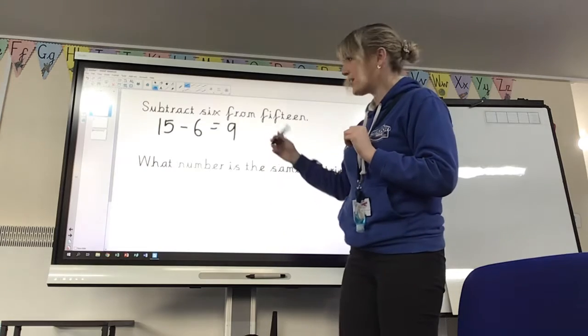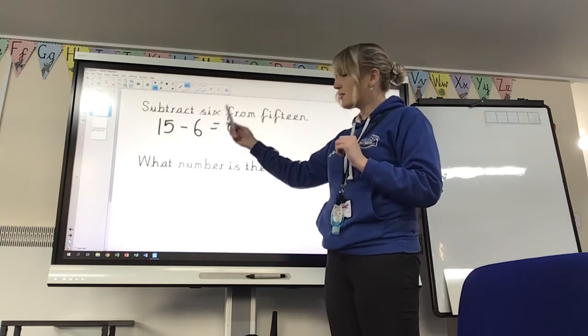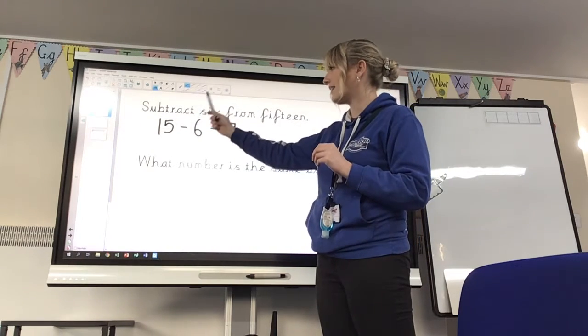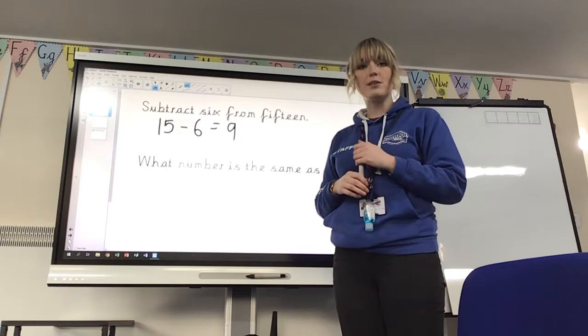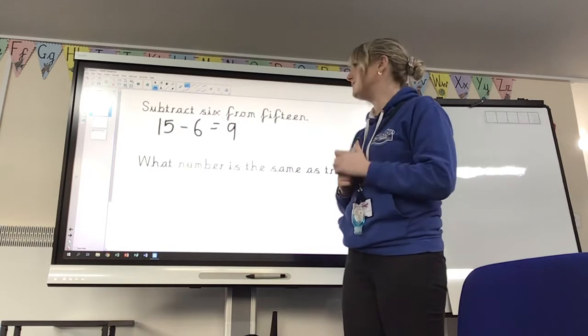It's a little bit tricky, that question, because it doesn't say 15 subtract 6. It says it the opposite way round, subtract 6 from 15. But if you just remember that when we subtract, the biggest number goes at the beginning, you'll be fine.